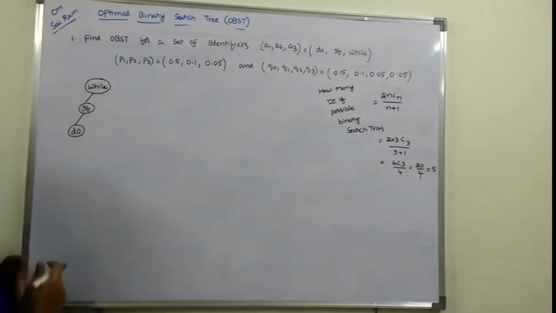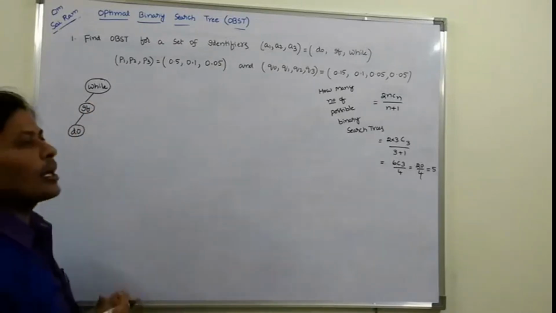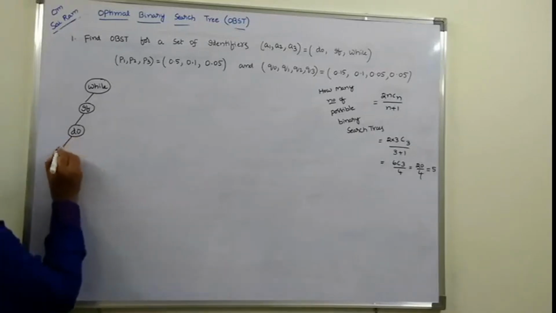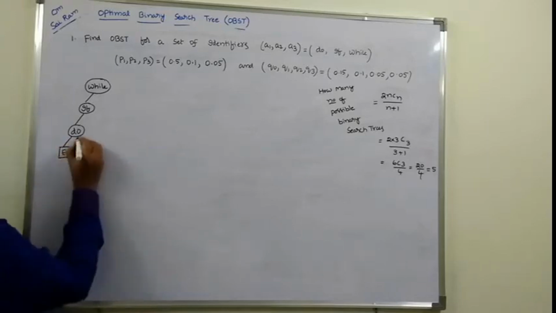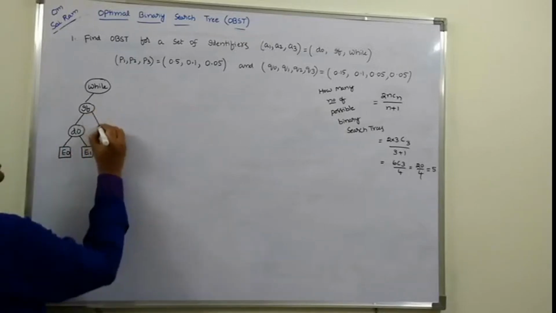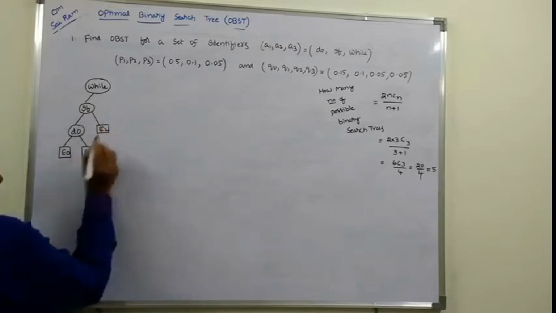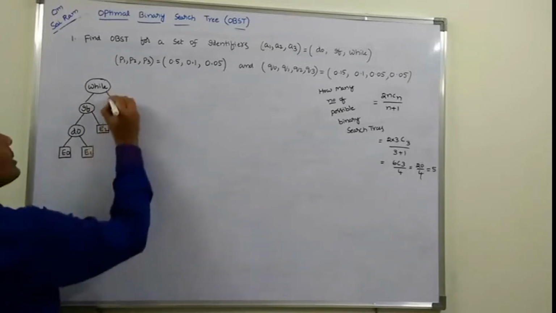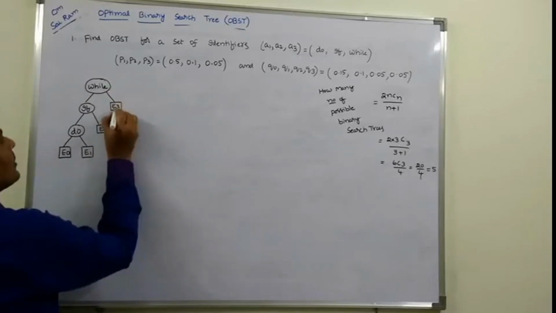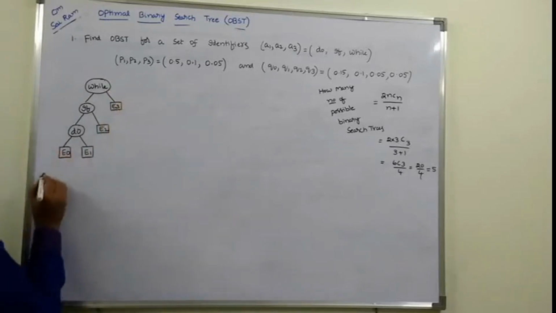Now we have to add external nodes from left-hand side to right-hand side. So this is E0 and this is E1. These external nodes are represented using square boxes. So start with E0, E0, E1, E2. Next one, E3. So this is tree one.